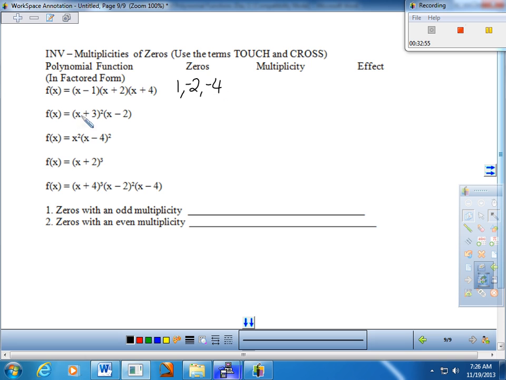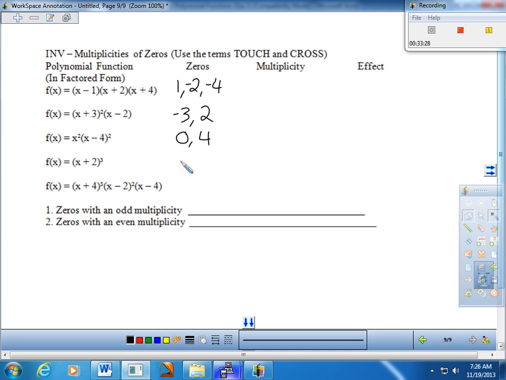Okay. x plus 3 is a factor. In fact, it's two factors of x plus 3 because it's squared. Negative 3 would be a zero, and 2 would be a zero. This is a good one. If x is a factor, what's the zero? Zero, yeah. And actually, it comes from two factors of x. That's kind of cool. And 4 as well.